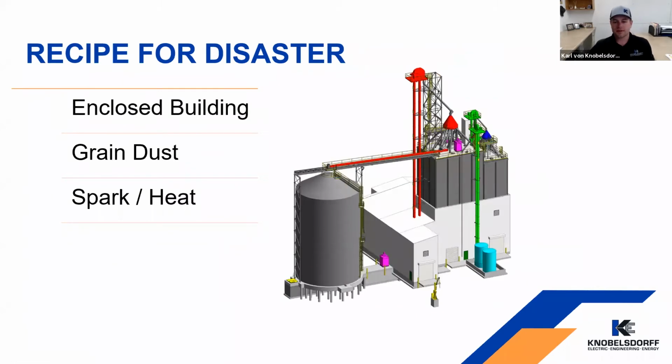So if you look at that pentagon, that's what we basically have in a grain elevator or in a feed mill. We have the enclosed building, which would be enclosing our dust. We have the grain dust inside the building, and then we have our potentials for spark and heat. If we have these together at the same time, we got the recipe for a disaster. That's what we try to avoid through good design.